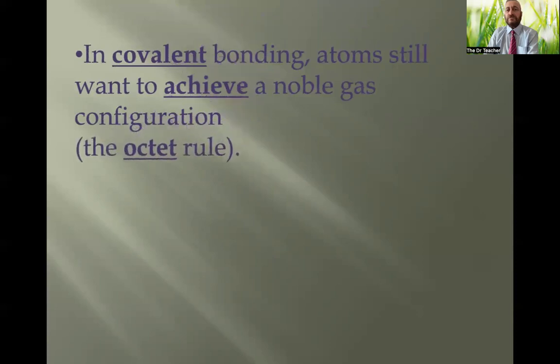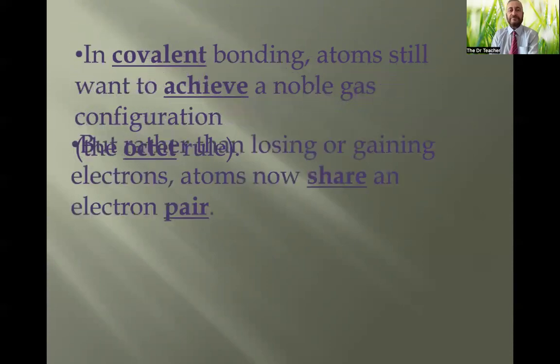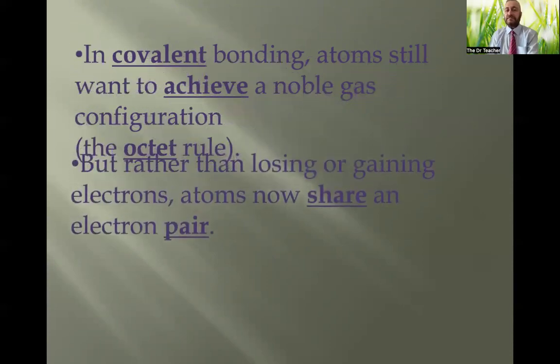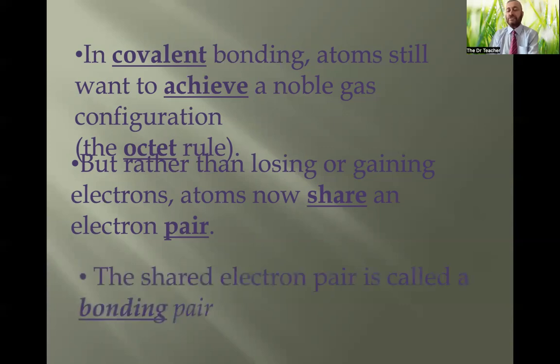Now in covalent bonding, atoms still want to achieve a noble gas configuration or octet rule. But rather than losing or gaining electrons, atoms now share a pair of electrons. The shared electron pair is called a bonding pair. So there is ionic, where electrons are transferred, but here we have sharing electrons, which is a bonding pair.